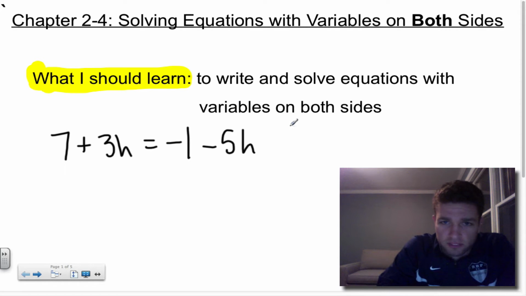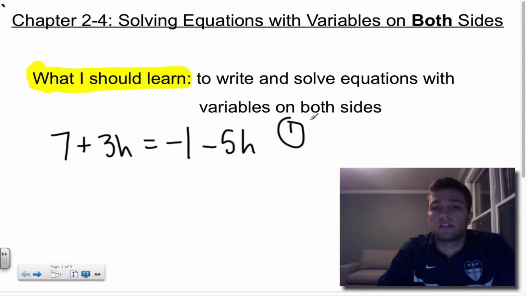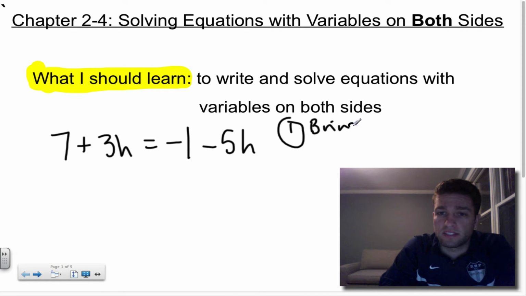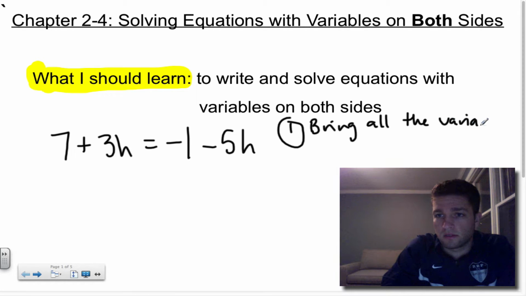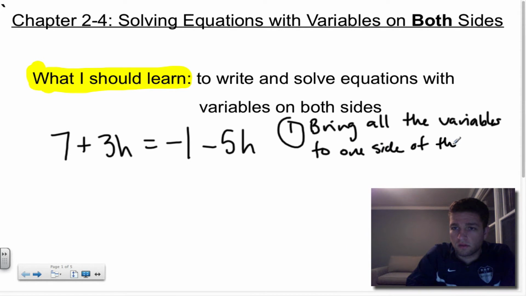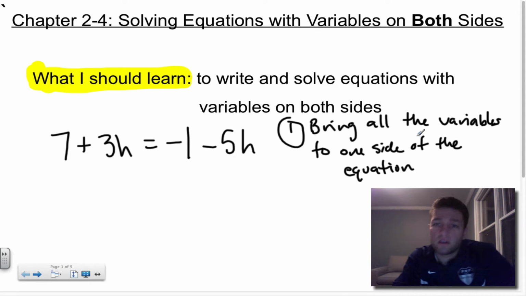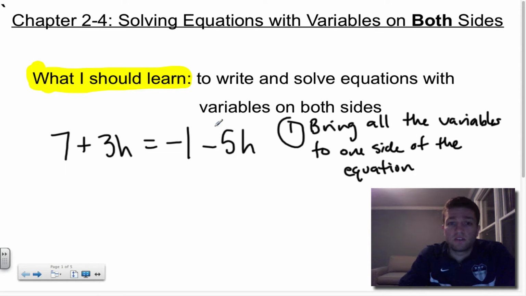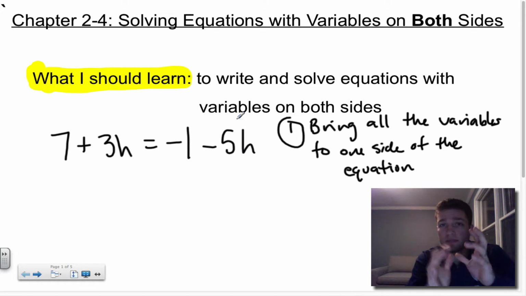The only extra step that's involved in solving these is to bring, and I'm going to write this out first, bring all the variables to one side of the equation. So I can't solve an equation when I've got some variables here and some variables here. They all need to come together.